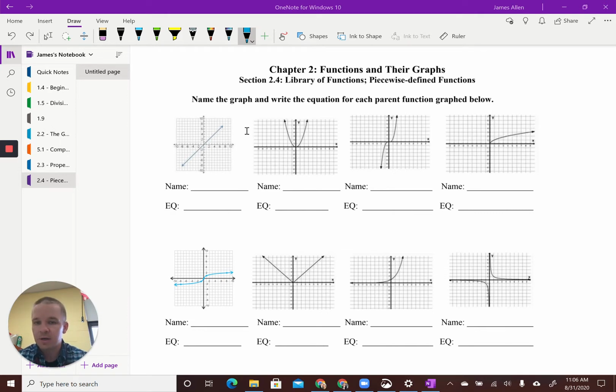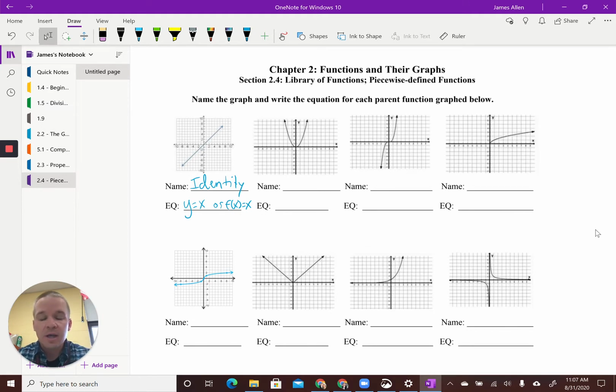The first one here, what is that? That would be our identity function. And our equation for that would be y equals x, or you could write it as f of x equals x. Okay, excellent, wonderful. For ease going forward, I'm going to go ahead and just write y equals, okay? But it can be written in function notation as well.